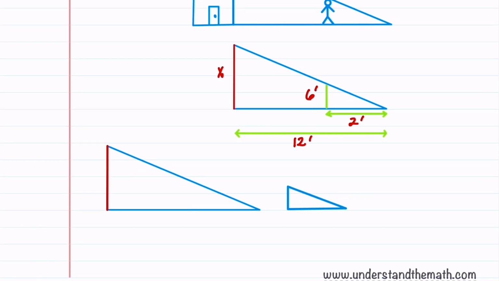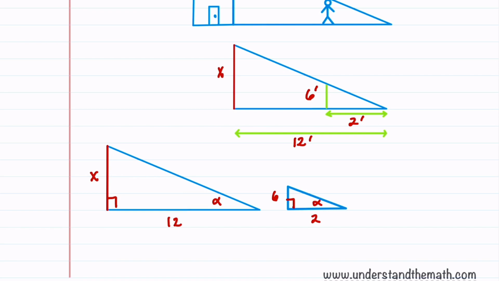So the larger triangle, we have x and we have 12. And the smaller triangle, we have 6 and we have 2. And let's notice that both triangles share a common right angle. Not the same right angle, but they both have a right angle. And then we also notice that they share a common angle, which we'll call alpha. So because of this, all 3 angles are equal in these triangles. And that means that the sides are going to be proportional.